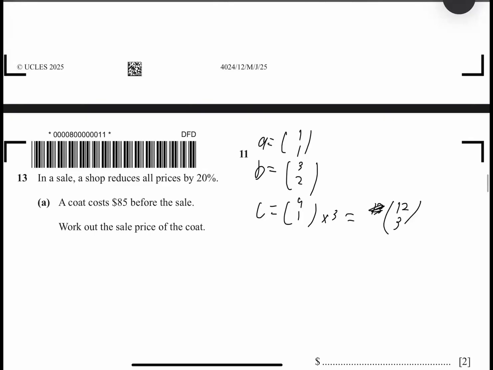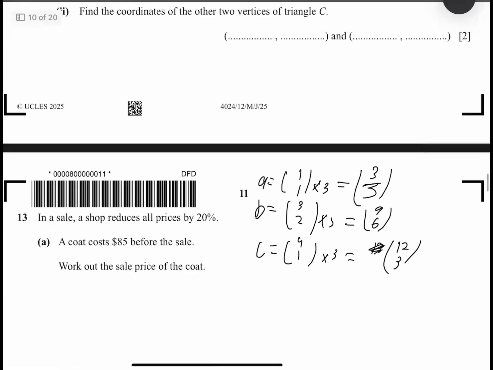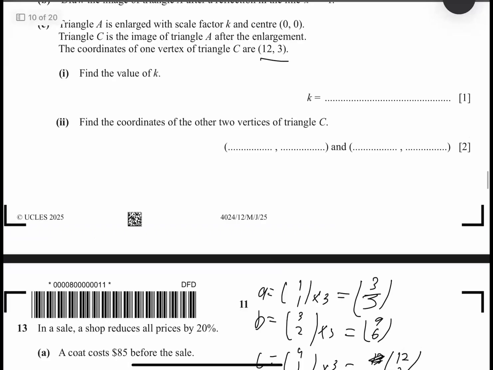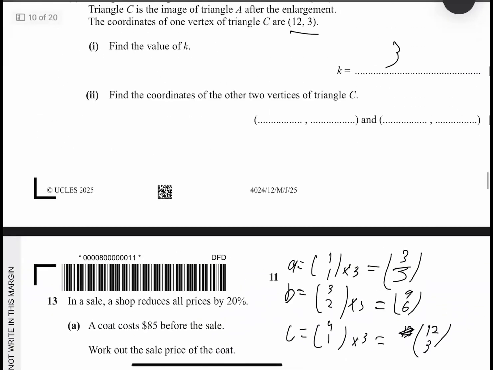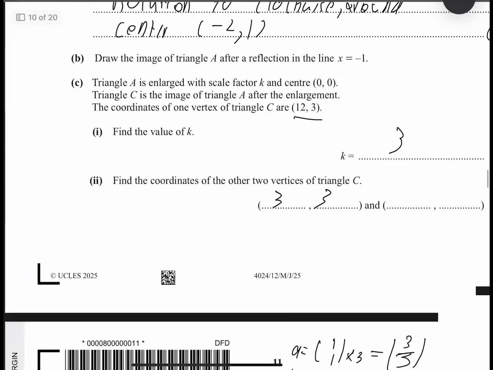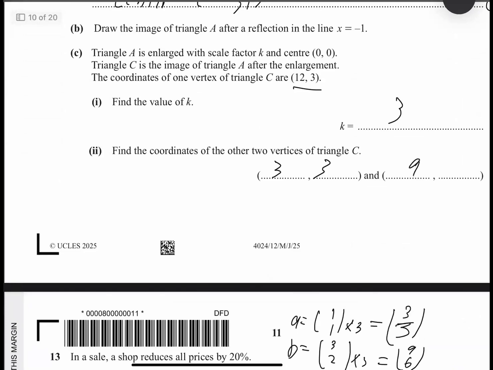Now you're going to do the same with all three of them. And now you found out all 3 points. We also found the value of k, since it was multiplied by 3 to get 12, 3, right? So we got the answer: k is 3. Now we also know the other 2 points, which are 3, 3 and the other one is 9, 6.